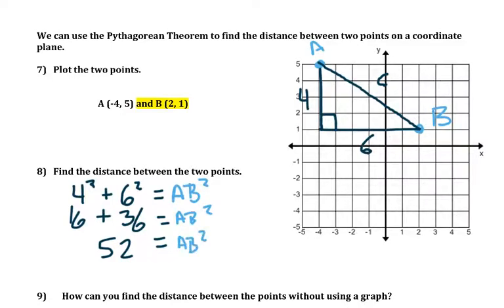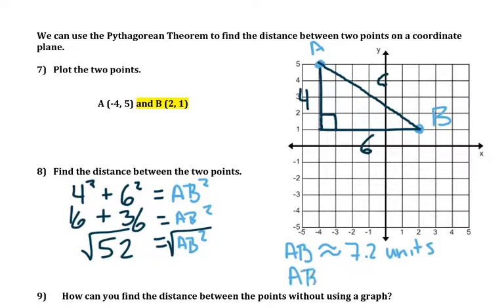So now we're going to take the square root of both sides of our equation. Using our calculators to find the square root of 52, we get that AB is approximately 7.2 units. Now we want to find the exact value of the distance from A to B. And so we've got to simplify this radical expression, square root of 52.